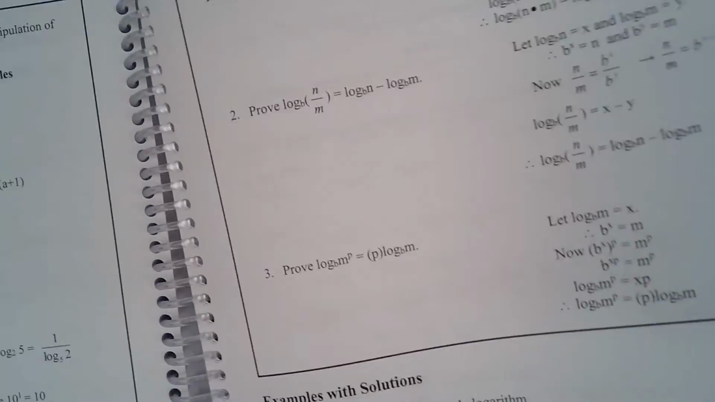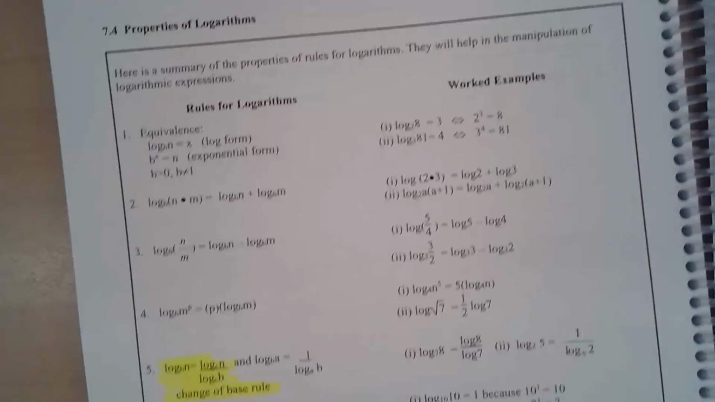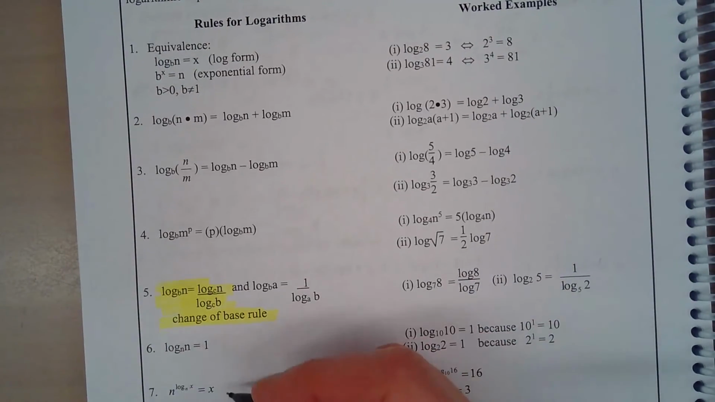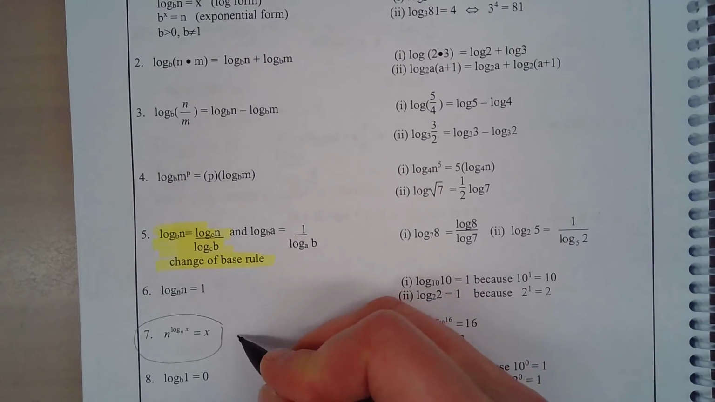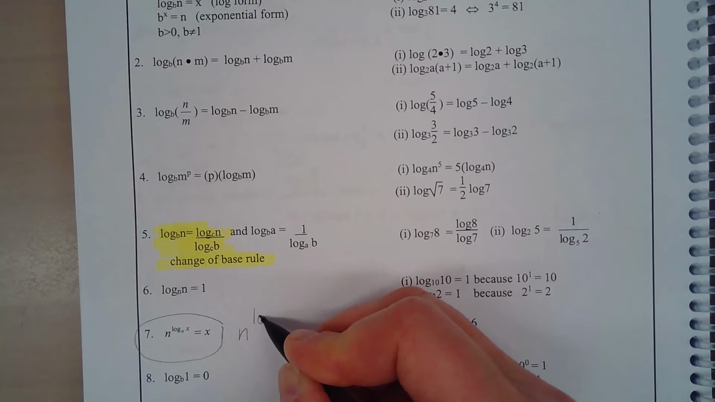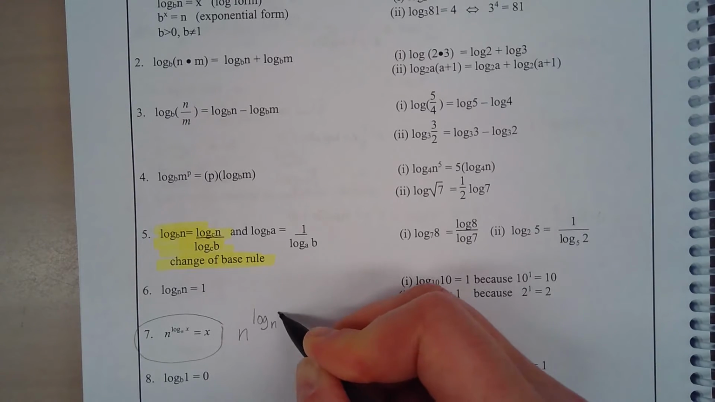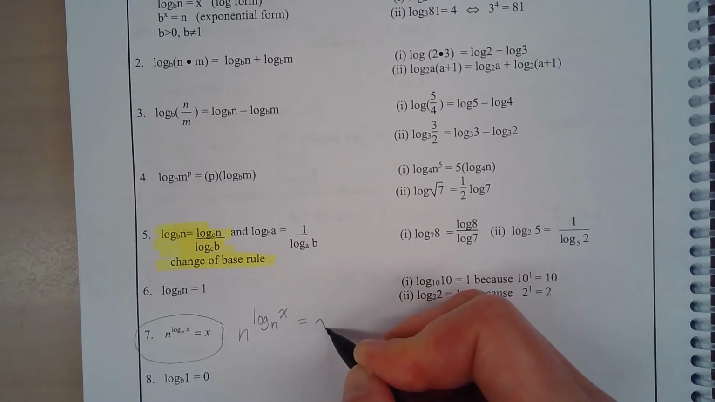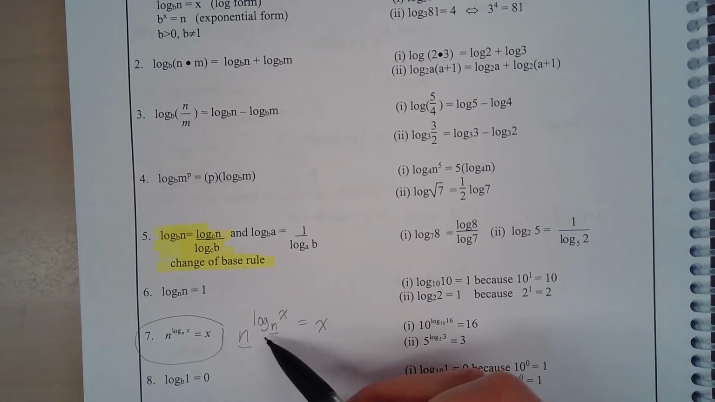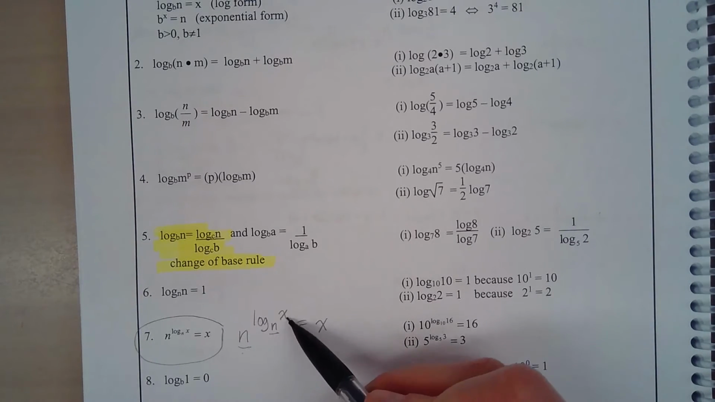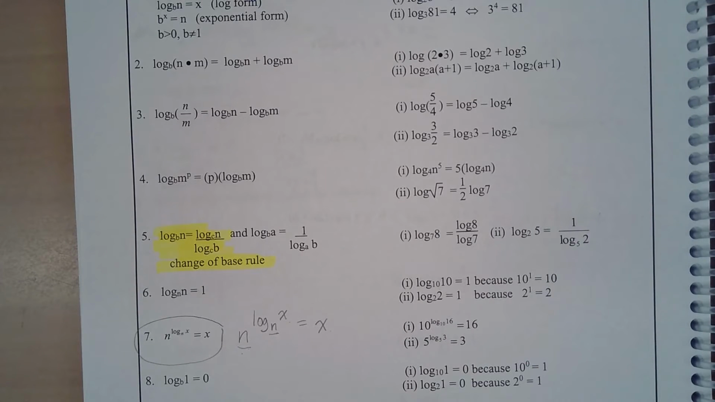Okay, if you look back on page 242, this number 7, b to the power of log b x equals x. Okay, so if these two bases agree, then this whole thing simplifies just to x, the exponent.